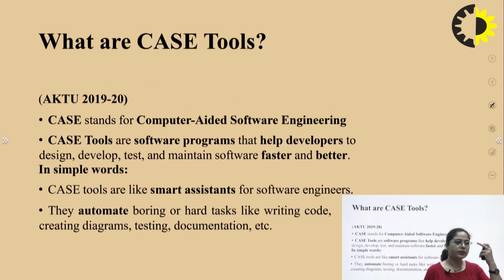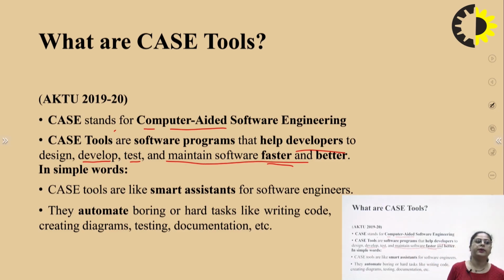Okay. After software configuration management and software version control, we are seeing the next topic, that is, what are CASE tools. Different types of CASE tools are used for reliable software, for the flexibility of the software, to speed up our software work. CASE stands for Computer Aided Software Engineering. CASE tools are software programs that help developers to design, develop, test and maintain software faster and better. CASE tools are like smart assistants for software engineers.